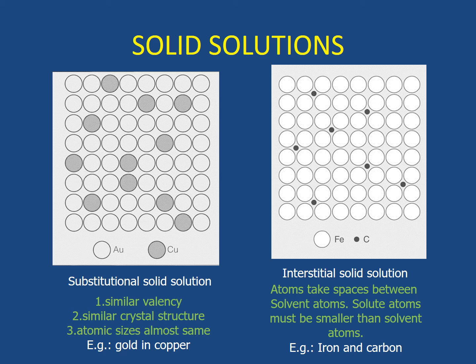Substitutional solid solution: similar valency, similar crystal structure, atom size almost the same. Example: gold in copper. The interstitial solid solution: atoms take spaces between solvent atoms. Solute atoms must be smaller than the solvent atoms. Example: iron and carbon.